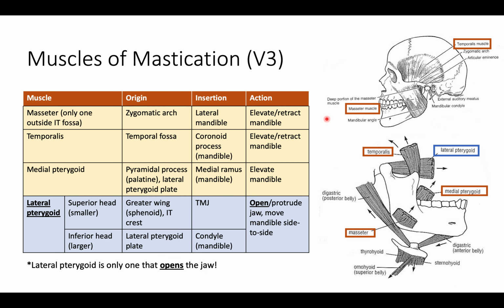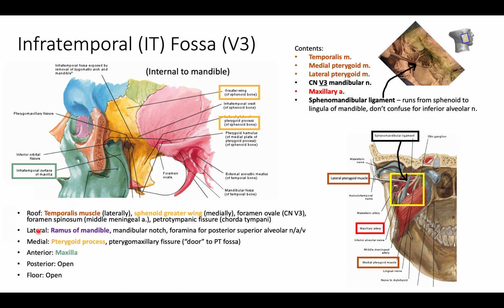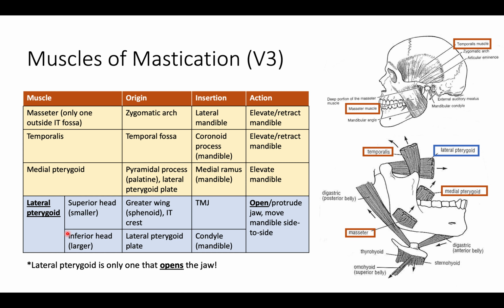Okay, here are the muscles of mastication. Mastication is being able to eat and chew. All of these muscles except the masseter are in the IT fossa. The masseter is on the outside because, remember, we said back one page that the lateral aspect of the IT fossa is the ramus of the mandible. Right here you can see that it is located on the outer portion of the mandible up to our zygomatic arch.